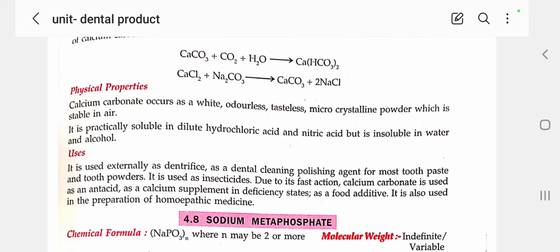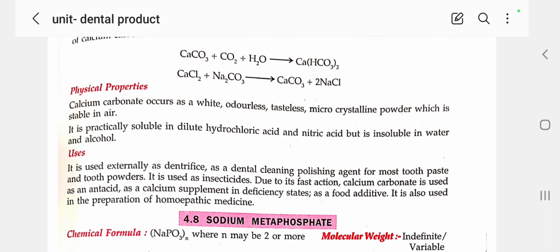Here it is used externally as a dentifrice, as a dental cleaning and polishing agent for most toothpastes and tooth powders. Definitely you may notice there are different types like Colgate, Pepsodent, Sensodyne. All those dental formulations contain dentifrices, abrasives or sweetening agents, thickeners, and some liquid to be added. These are the main constituents present in all dental products.